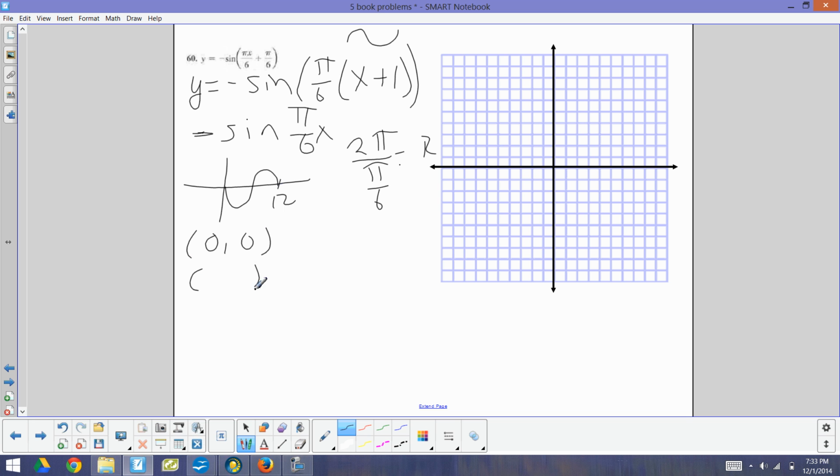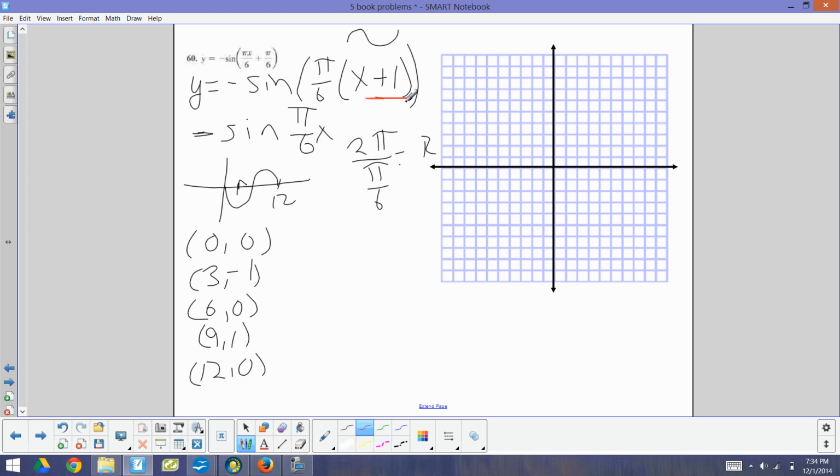So now let me mark my points. Beginning, middle, and end are my zeros. So there's my beginning, 0, 0. My end is 12, 0. Half of a period, or half of 12, is 6. So 6, 0. My minimum now happens a quarter of the way through the period. So 1/4 times 12 would give you 3, negative 1. And 3/4 of 12. So 3/4 times 12 gives you 9. And I'm at a maximum of 1.